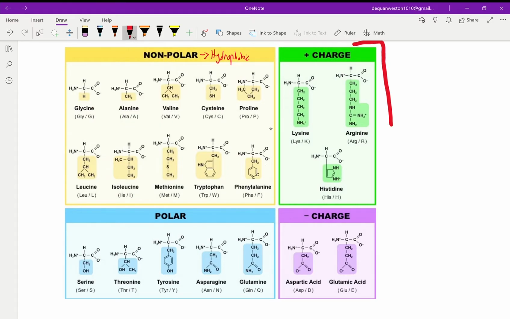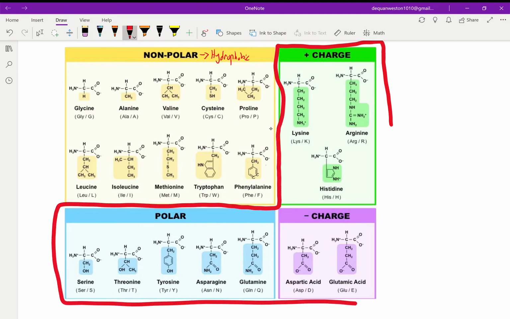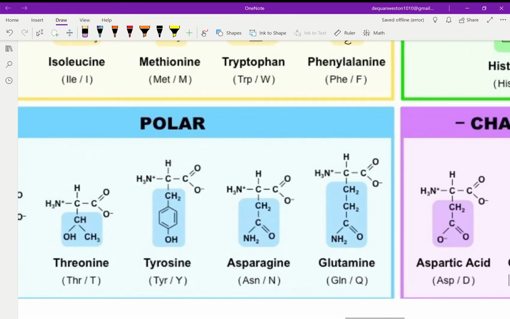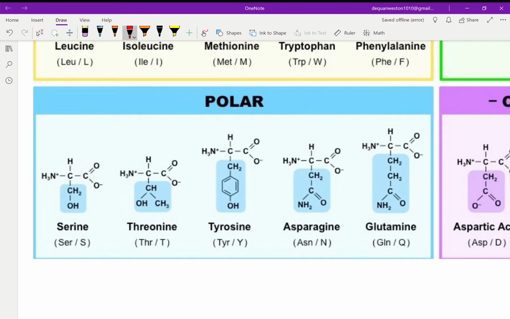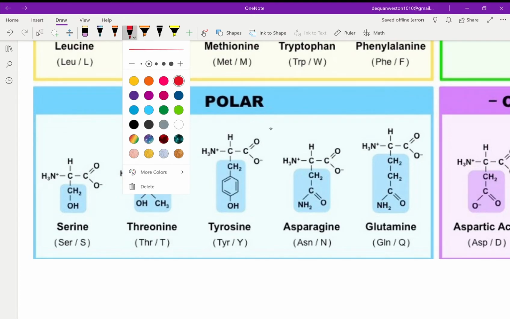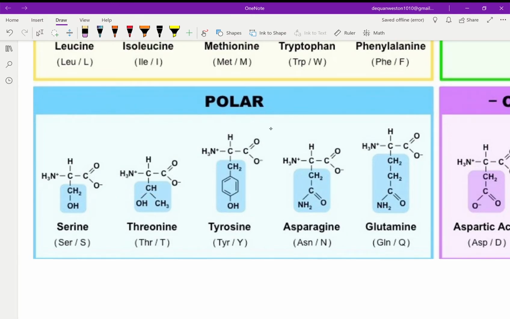So all of this is hydrophilic. Because remember, charge means there's polarity, and it's going to be hydrophilic. So let's go through the polar ones first, and then we'll go over to the charge. See how this red comes out on this blue. Nice. Okay. So once again, we're just going to look at the R groups because we know these cancel out.